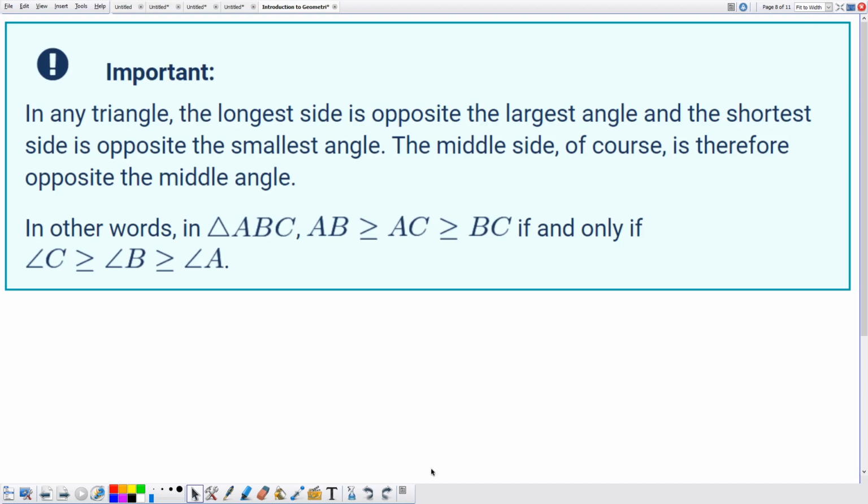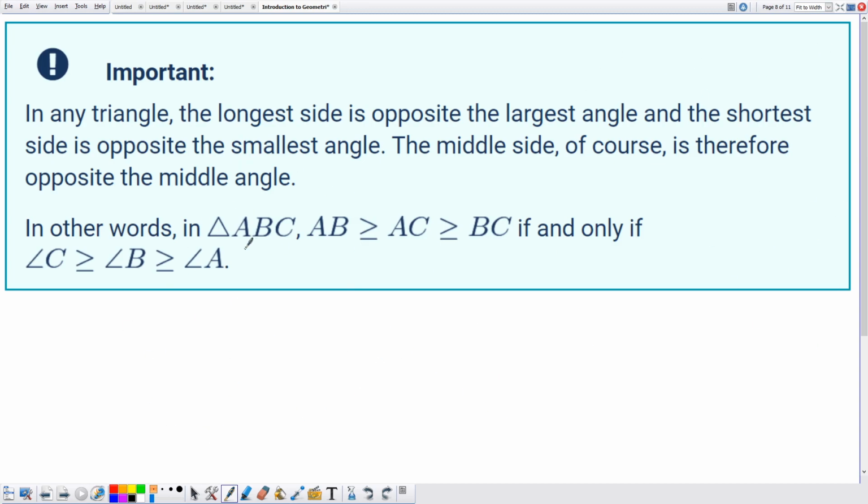Hello again. So, if we take all of the previous problems that we have covered and put all that information together, we have proved in the case of acute, obtuse, and right triangles, in any triangle, the longest side is opposite to the largest angle, and the shortest side is opposite to the smallest angle. And of course the middle side is therefore opposite to the middle angle. That's the result of all the previous work we have done.